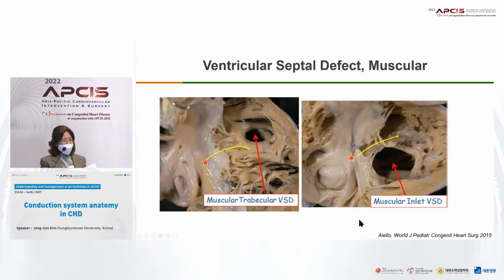These two pictures show the muscular type ventricular septal defect. This one is the trabecular one, and this one is the inlet type. As mentioned before, the position of the atrioventricular node is normal, and the yellow line indicates the location of the atrioventricular bundle and conduction axis, running posterior inferiorly to the muscular type, trabecular type VSD, while anterosuperiorly relative to the muscular inlet type ventricular septal defect. In contrast to the perimembranous type, the bundle is relatively far away from the border of the VSD.